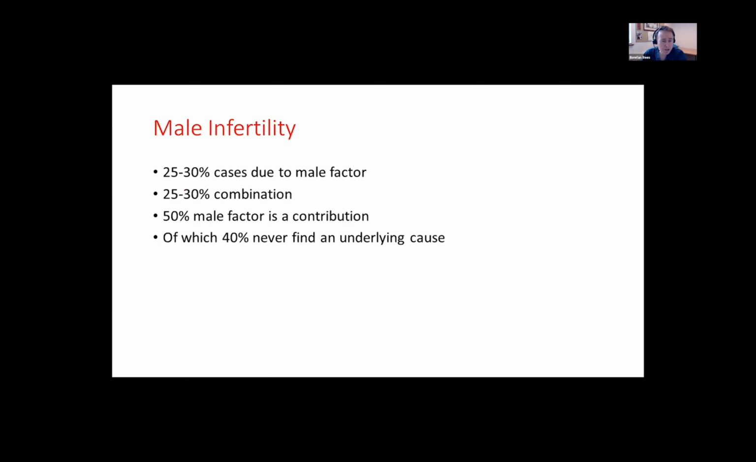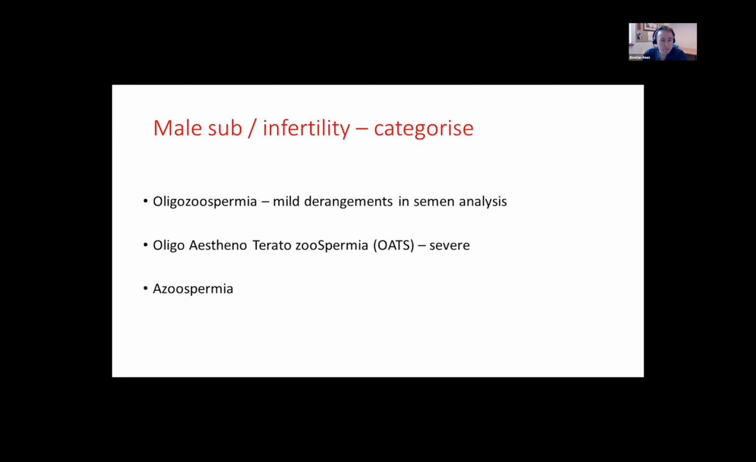Male infertility contributes in total to around half of all infertility cases. Around 25% solely male factor, and a further 25% or so in combination with female problems. And we don't always find an underlying cause. In approximately 40%, there is no clear identified cause for the male factor problems.